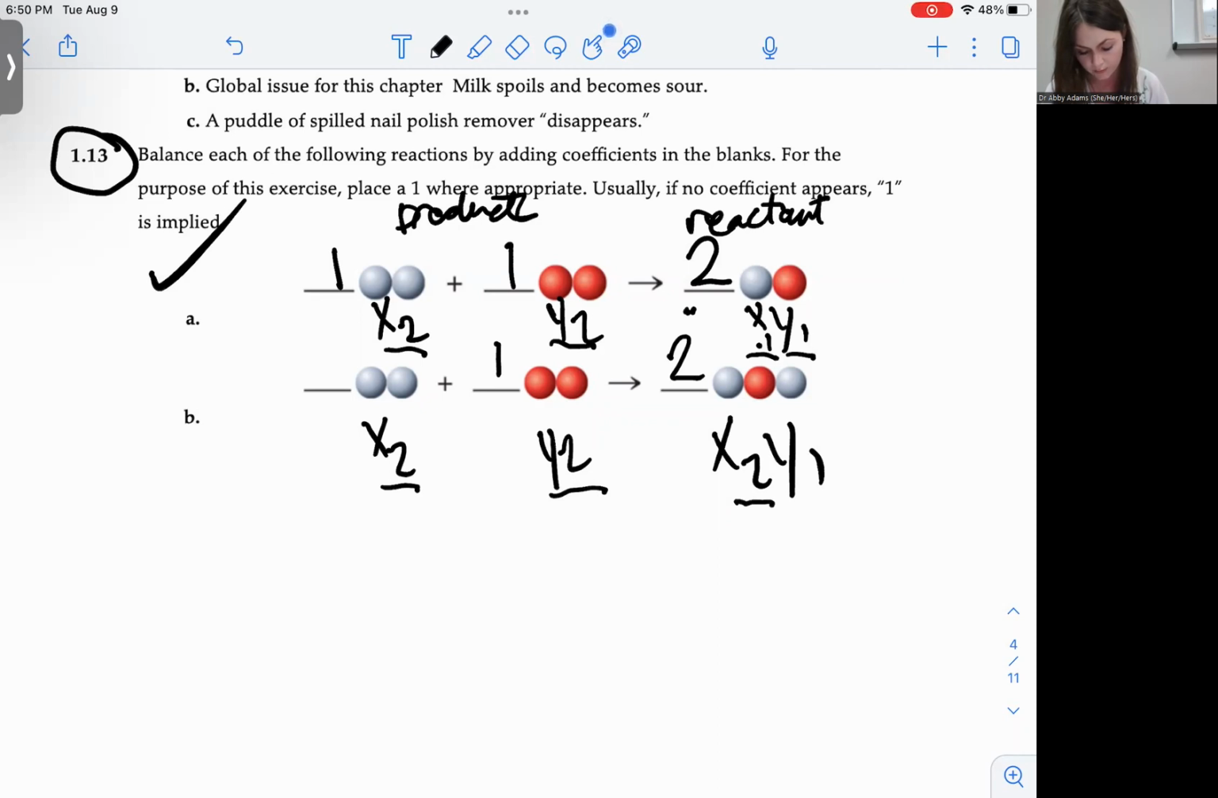So here we have now 2 times 2, we have 4x. And here we only have 2x. So how can we solve this? Well, 4 divided by 2 is 2. So now, right, we have 4 x's and we have 2 y's. And here we have 4 x's and 2 y's. So this checks out, right?